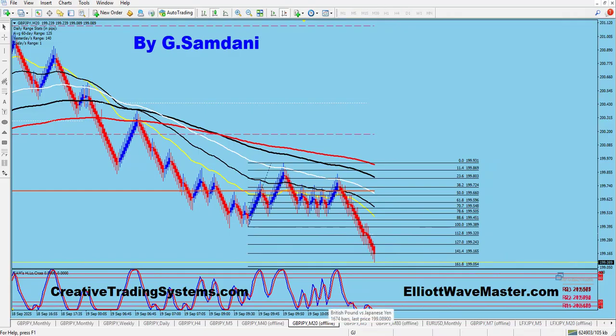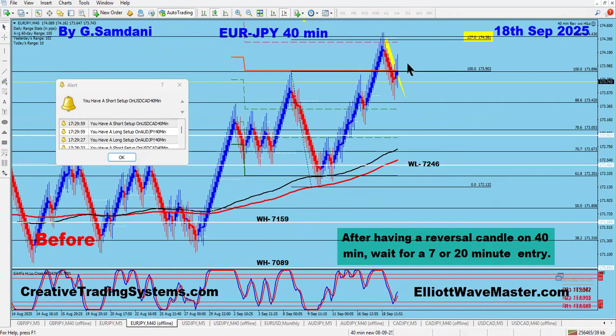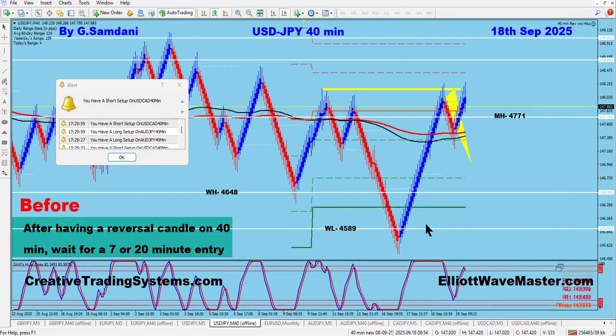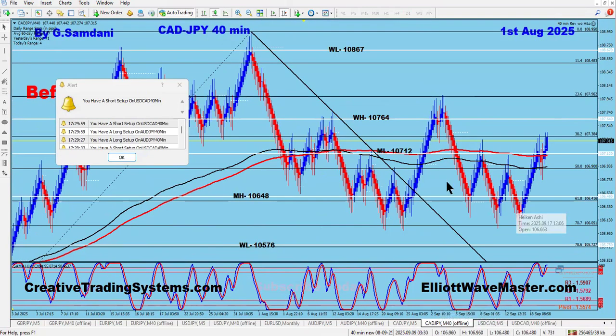If this is going long, what about euro yen and pound yen? They're probably going long too. Let's take a look. Euro yen, no. I'm not going to go long from here. No way. USD yen, no. So these are not a very good setup right now. Let them set something up first, and then I'll tell you what it is. These are the ones: Euro USD, Pound USD, Pound Aussie, Euro Aussie, Pound Yen.